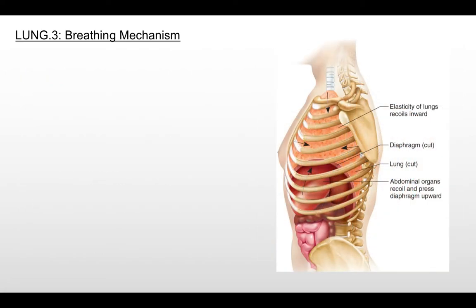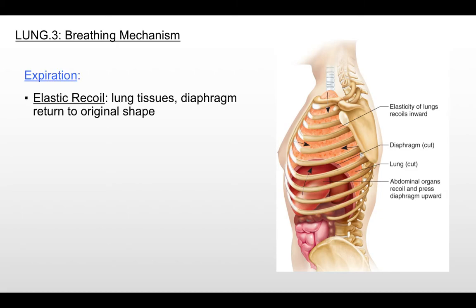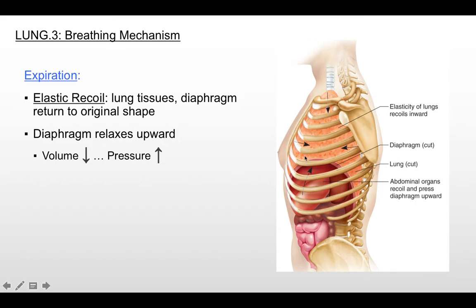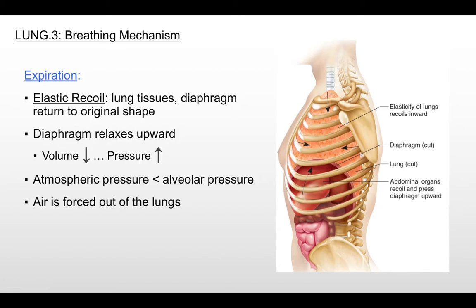When you want to breathe out, it doesn't take effort. That's more of a relaxation process. So expiration involves elastic recoil. All the lung tissues, the diaphragm, maybe the intercostals, they all snap back into their original shape. As the diaphragm relaxes upward, that will cause the volume in the lungs to decrease, therefore causing the pressure to increase. And now we flip that script. Now the atmospheric pressure is less than the alveolar pressure, leading air to be forced out of the lungs.